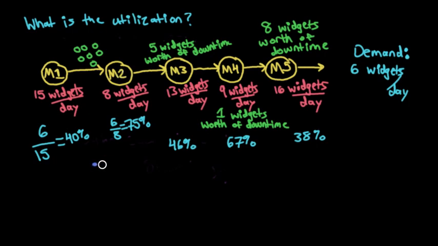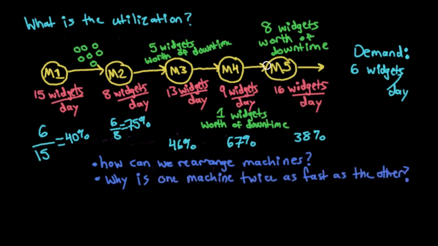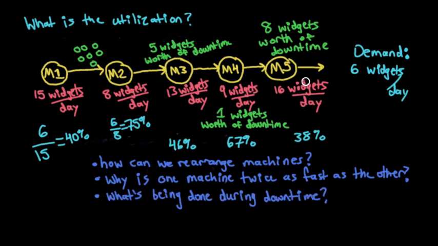And this is where an IE comes in. How can we rearrange the machines? Is it even possible to put them in a different sequence? Why is one machine twice as fast as the other? Do they have some sort of tool that machine 2 doesn't have? Why is there this huge difference? What's being done during the downtime? Are there other more valuable tasks that we could have the operators doing while they're waiting for widgets from machine 4?